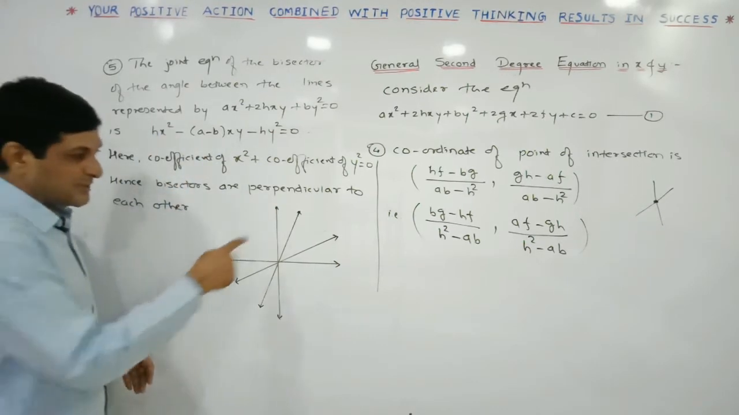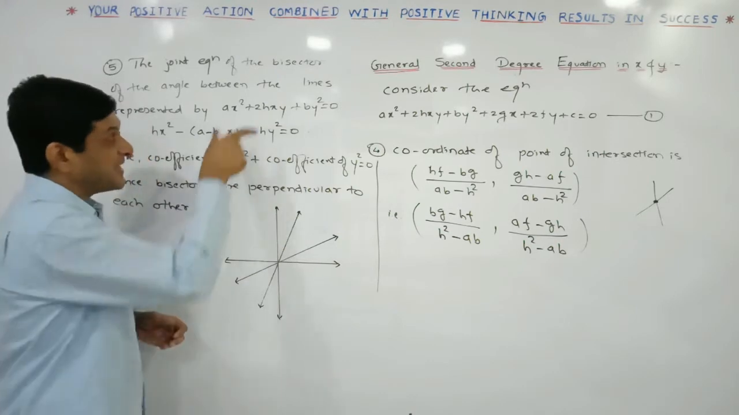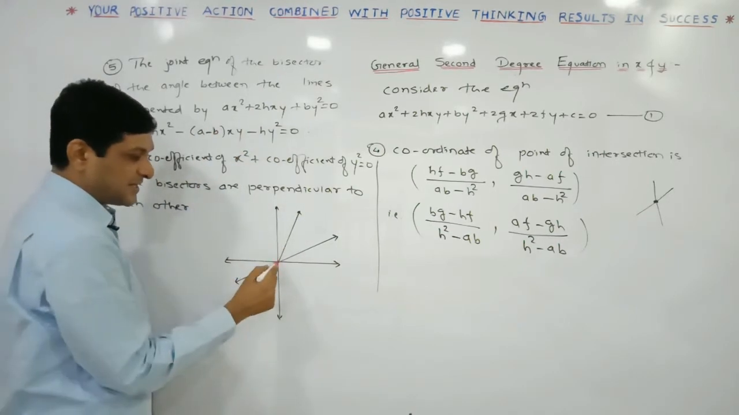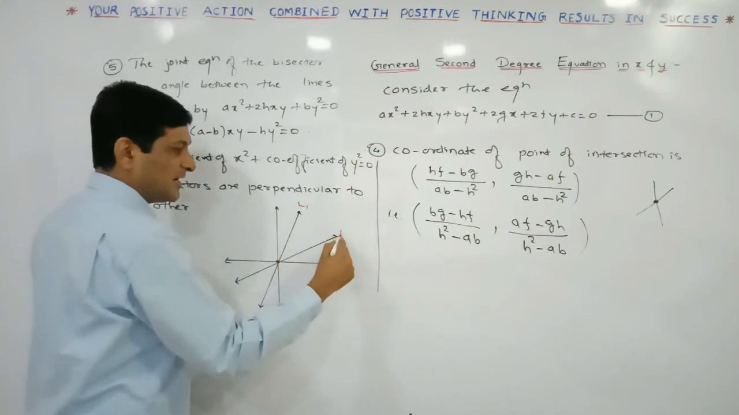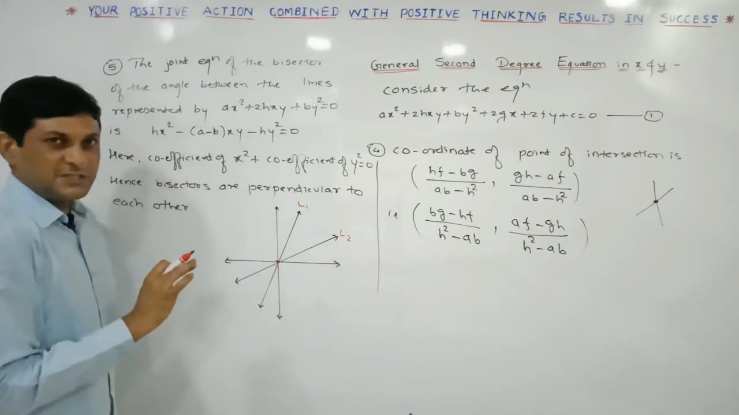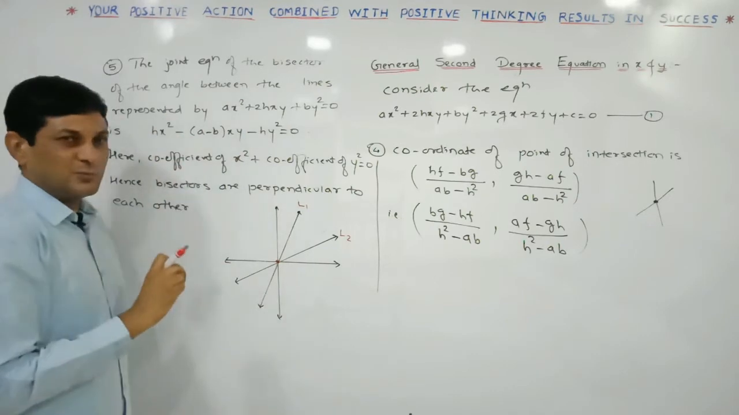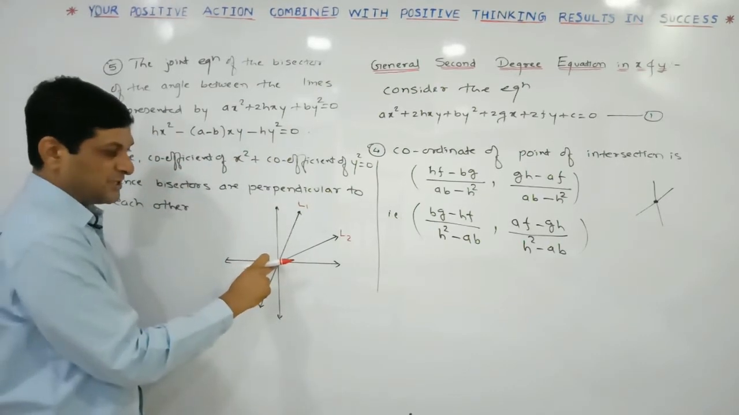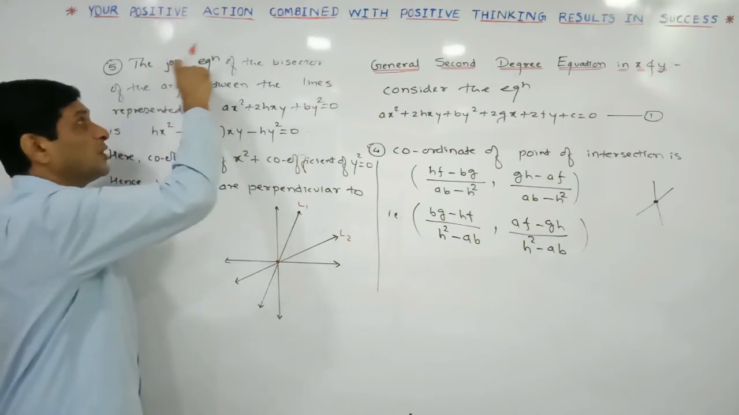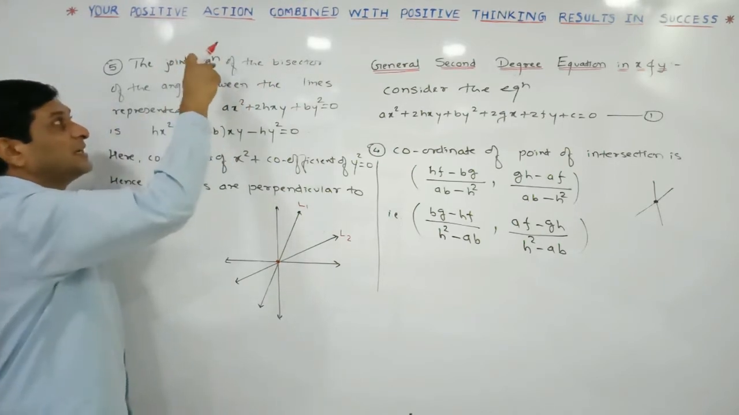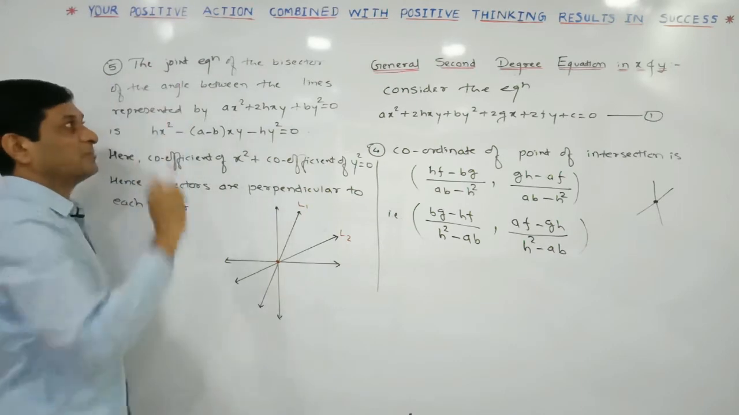Okay, so let us suppose that these are two lines represented by this homogeneous equation. We know that it represents lines passing through the origin. Let us denote the first line by L1 and the second line by L2. These are the two lines represented by this homogeneous equation. Since it is a homogeneous equation, the lines pass through the origin. Now we are discussing the joint equation of the bisectors of the angles.